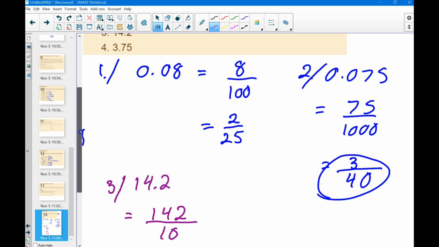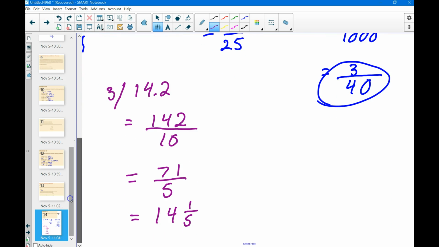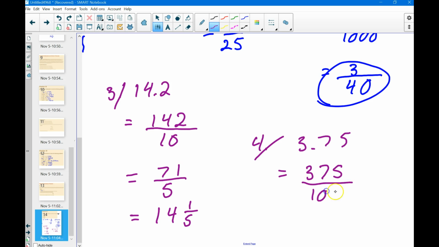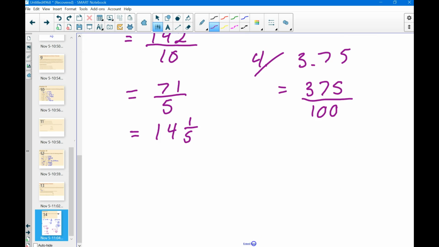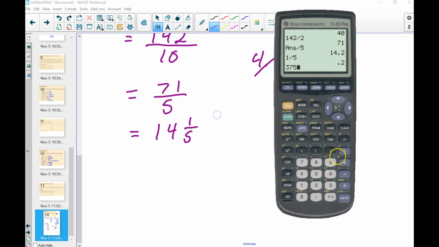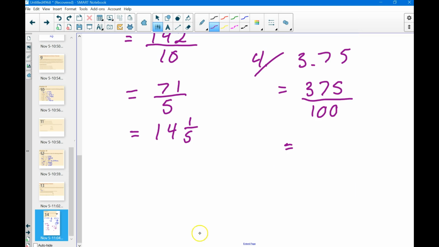And let's look at the last one. It's 3.75, number 4. We know that's going to be 375 over 100, hundredths. That's cool. We can reduce that: 375 divided by 25 gives us 15, and 25 into 100 gives us 4. So I have 15 over 4.